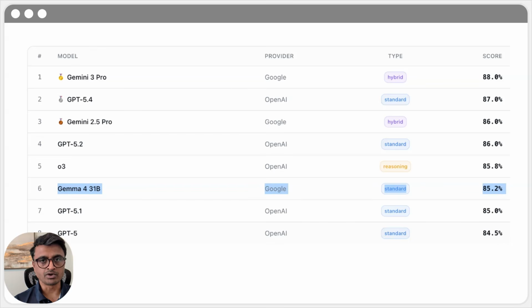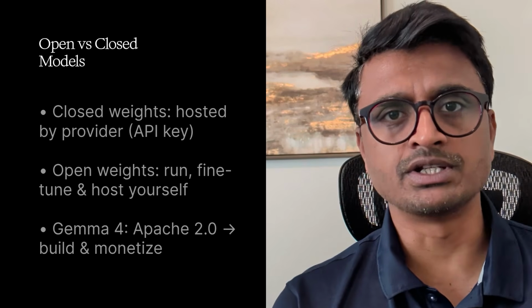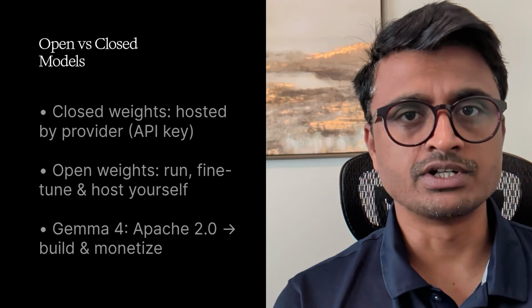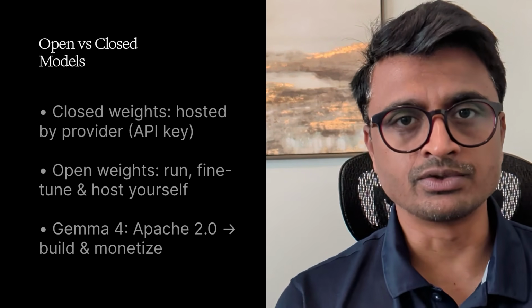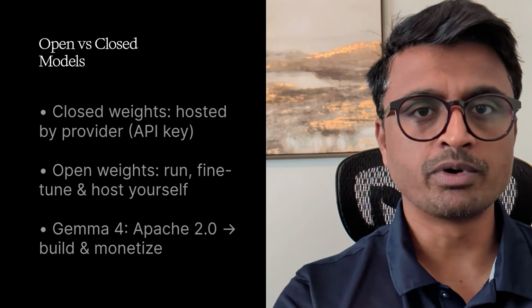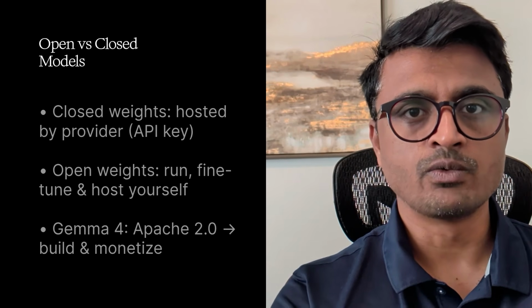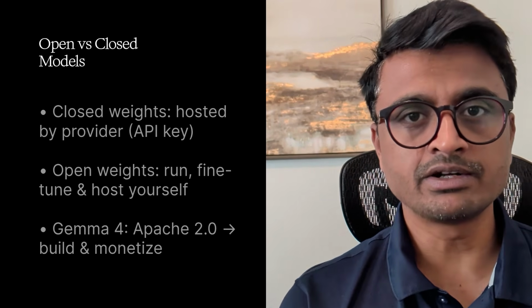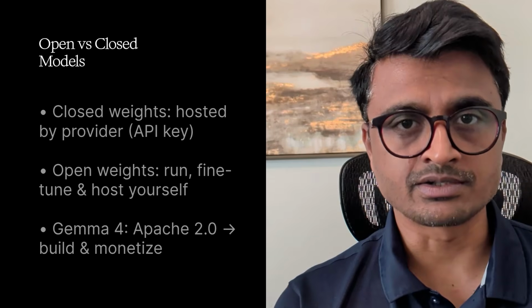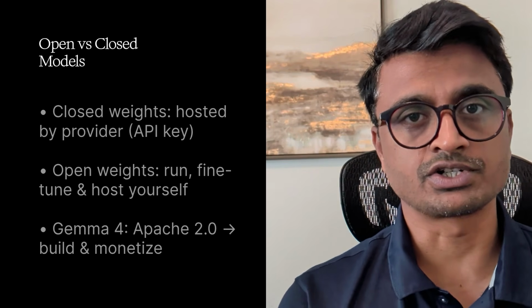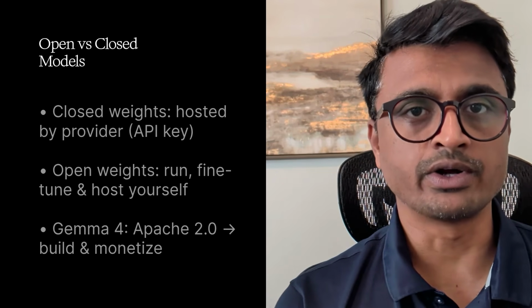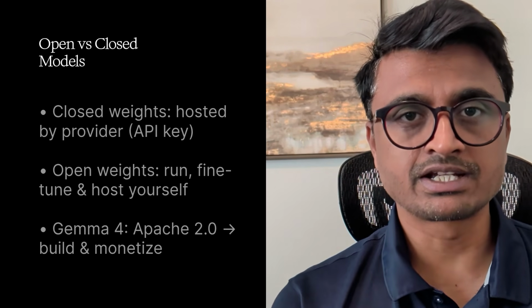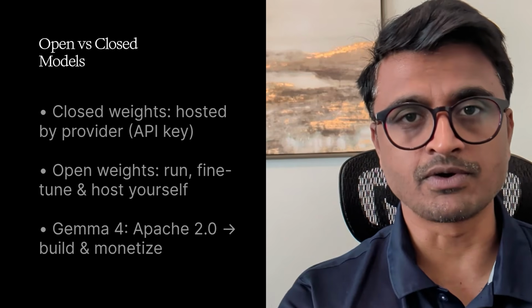Firstly, what are open weight models? To understand open weight models, you need to understand closed weight models. Gemini, GPT, Claude are closed weight models. They are hosted on the provider's infrastructure. For example, if you want to use Gemini, you need to go to Google Cloud and use their API key. On the other hand, open weight models are AI models where the trained parameters are publicly released, allowing users to run, customize, fine-tune, and host on their own infrastructure. And now, for the first time, Gemma 4 is available under Apache 2.0 license, which means you can practically build a revenue-generating business using Gemma 4.